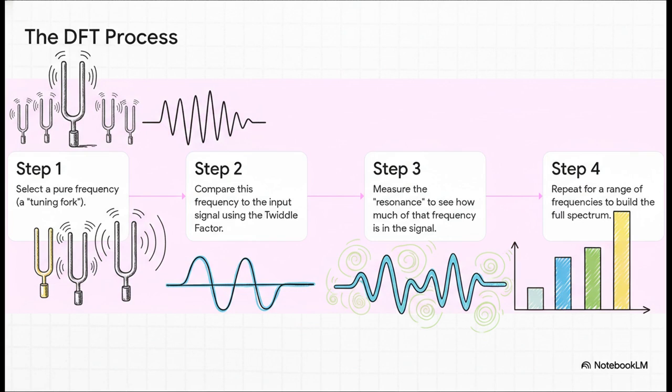The DFT basically has a whole collection of these mathematical tuning forks. For every frequency it wants to check, it takes the right tuning fork, let's say for the note A, and it mathematically rings it right next to the input signal. Then it measures the resonance. If the signal contains a lot of the note A, the resonance is really strong. If not, it's weak. It records how strong it was, then moves on to the next tuning fork, building that bar chart one frequency at a time.